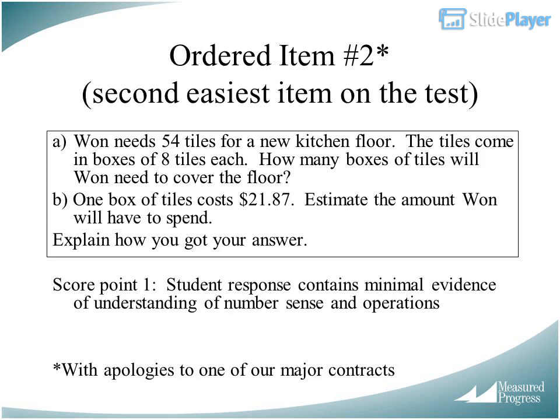Ordered item number 2, second easiest item on the test. A. One needs 54 tiles for a new kitchen floor. The tiles come in boxes of 8 tiles each. How many boxes of tiles will one need to cover the floor? B. One box of tiles costs $21.87. Estimate the amount one will have to spend. Explain how you got your answer.